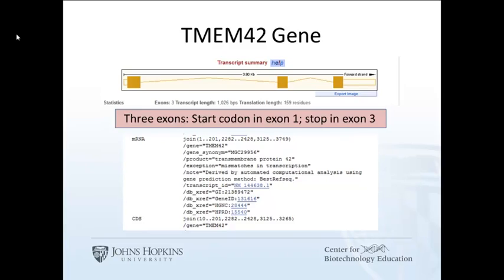The mRNA starts at 1 and the CDS starts at 10. The mRNA ends at 3749, but the CDS ends much earlier at 3265. Everything else is identical. Here is a discussion question. At what numerical locations are the introns located?